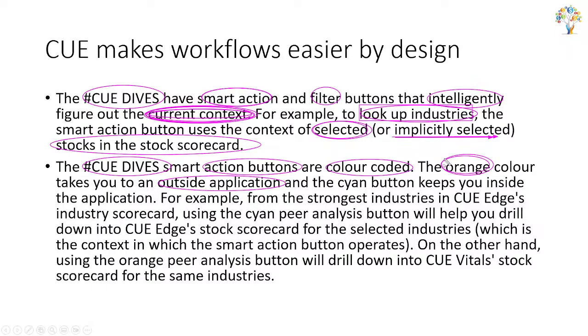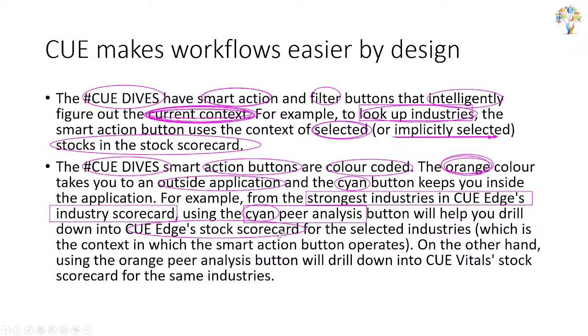So coming back to the color coding, orange color Smart Action buttons take us to outside applications, and if the button is in cyan color, it keeps you inside the application. For example, suppose we are looking at the strongest industries in Q Edge's industry scorecard. Then if we use the cyan peer analysis button, that is stock peer analysis, that will help you drill down into Q Edge's stock scorecard. Remember, cyan button keeps you inside the application.